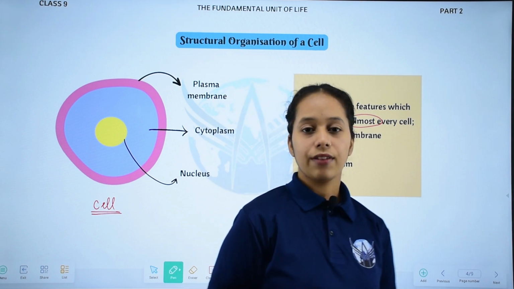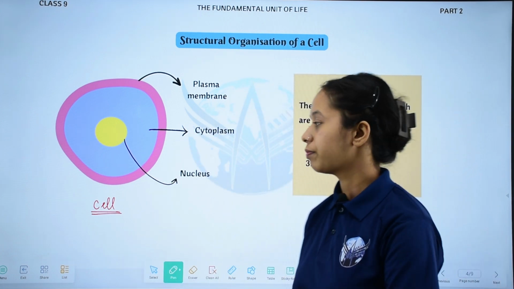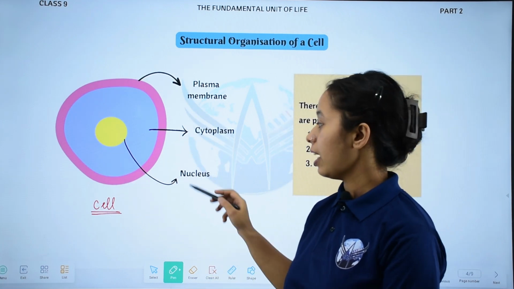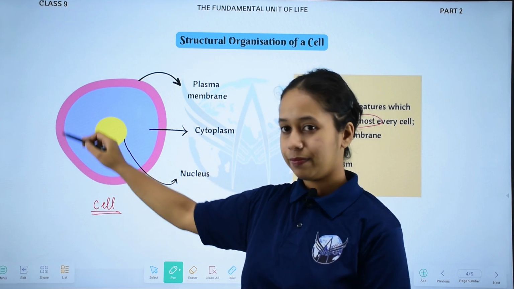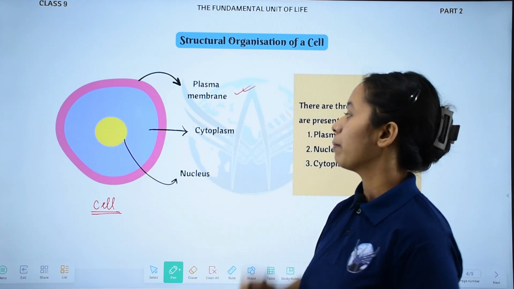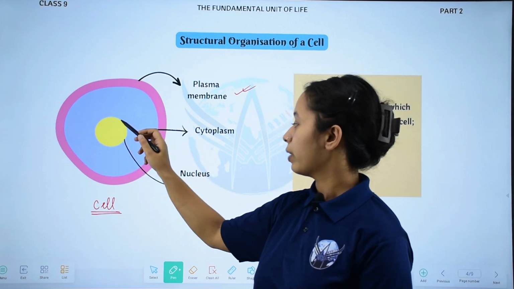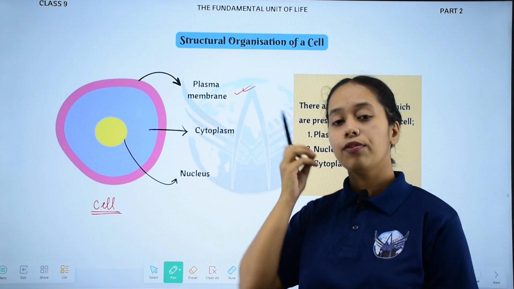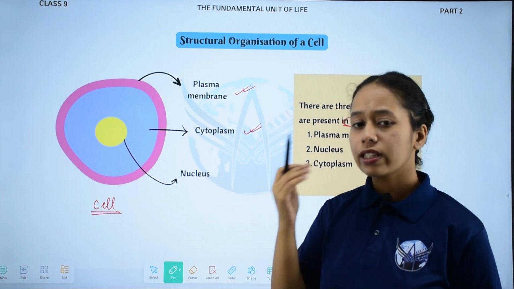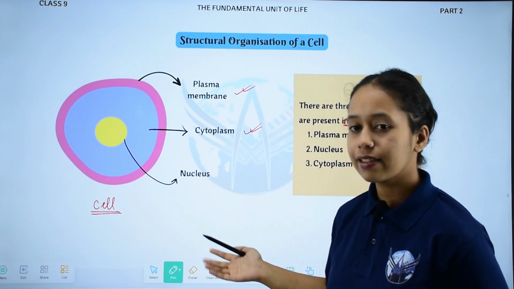So have a look at this cell. This is the general representation of a cell. The outermost protective covering of the cell is known as the plasma membrane. In the center, we have the nucleus, and a fluid substance is also present, which is known as the cytoplasm. We'll be discussing these 3 in detail.